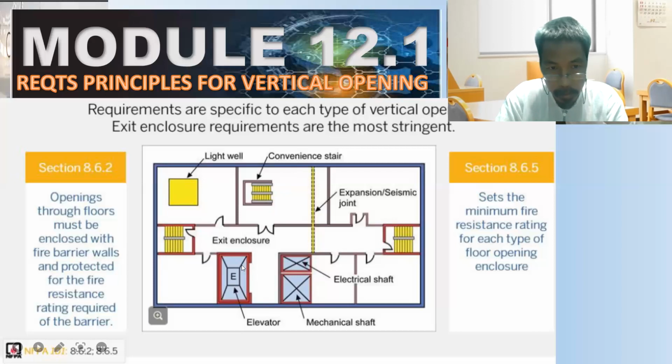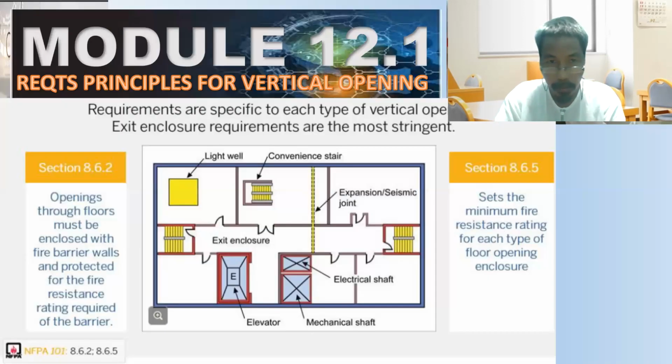As you can see, only these areas in red are protected. How about the expansion joint? We do not have protection. So let us have fire barrier walls that protect it, with the suitable fire rating as required and suggested by the code.